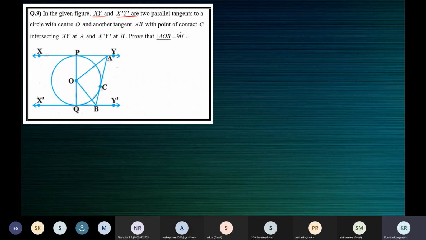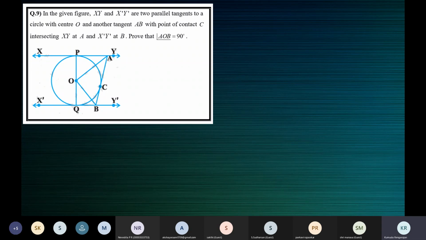Okay, there are two parallel tangents, and there's another tangent AB with the point of contact C. XY is a tangent with point of contact P. X dash Y dash is a tangent with the point of contact Q. So totally they have described three tangents here.